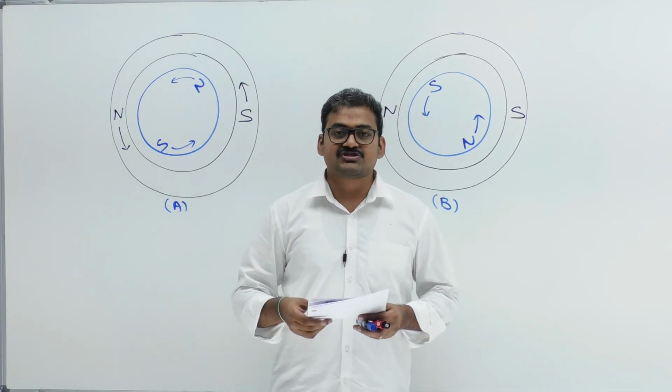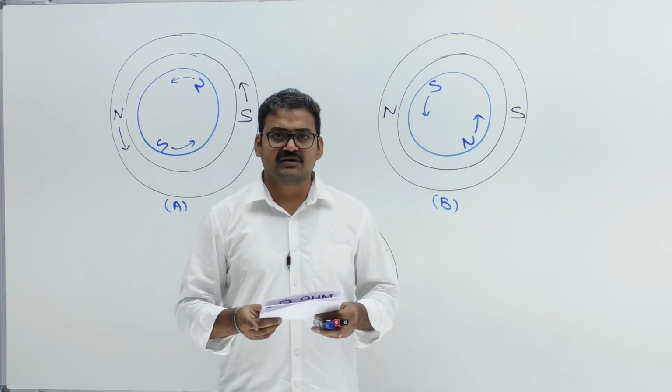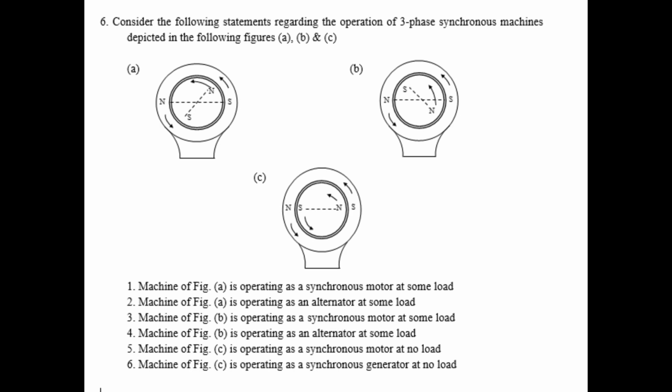Alright. Let us try to solve one more question. Look at the question on your screen. It is another analysis oriented question. Consider the following statements regarding the operation of a 3-phase synchronous machine given in the following figures. You see, there are 3 figures given, A, B and C.